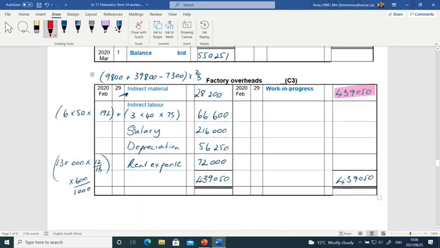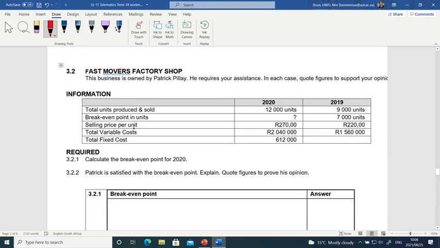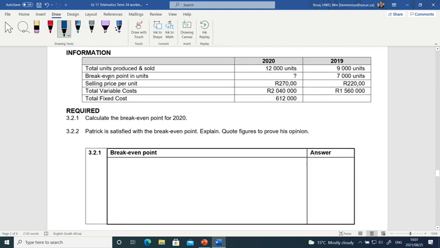So please know your formats, know what goes where. The second part of this question, fast movers, factory shop. They give us information, total units produced and sold for the previous year, for the current year, the break-even point in units, selling price per unit, total variable cost, total fixed cost. And they ask us to calculate the break-even point. And that is something they always ask. So please make sure that you know how to calculate break-even point. That will be on your formula sheet, but it will not indicate it as the break-even point.